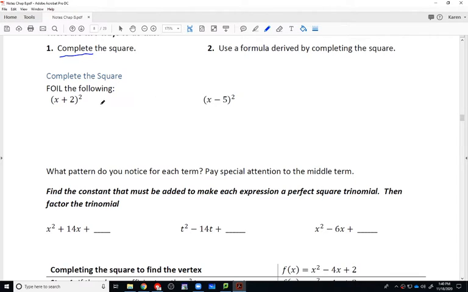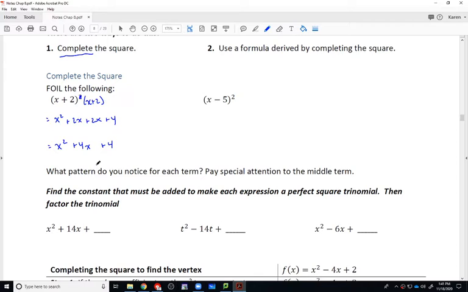In order to do that, I have to remind you what a complete square looks like. So if I do x plus 2 squared, that means x plus 2 times x plus 2. And it gives me x squared plus 2x plus 2x, and then 2 times 2 is 4. So if I collect like terms, I get x squared plus 4x plus 4.